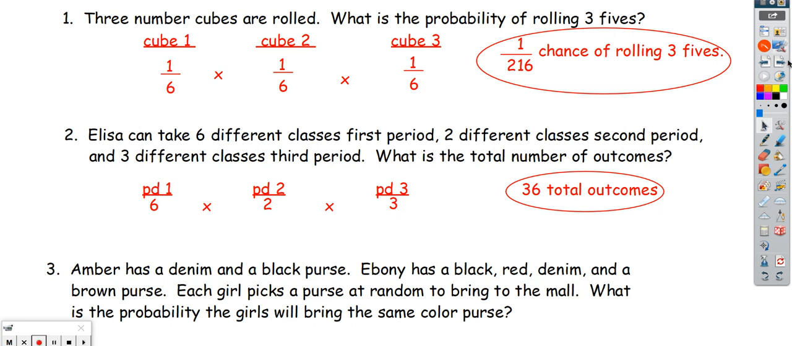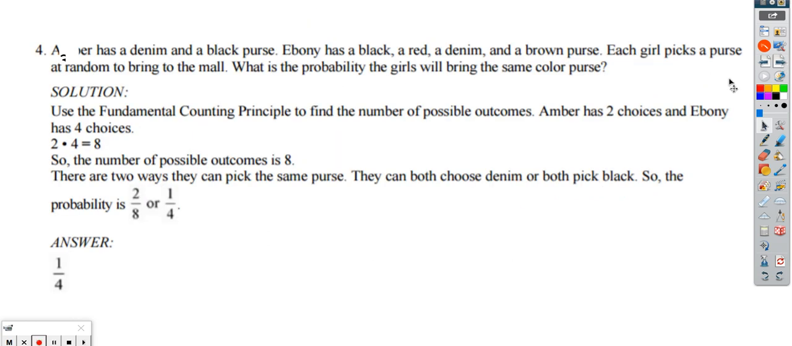This last problem, I have put the explanation for this problem here. And you can take a few moments and read. Here's the problem right here, and this right here explains exactly how they got to the answer of 1 out of 4.